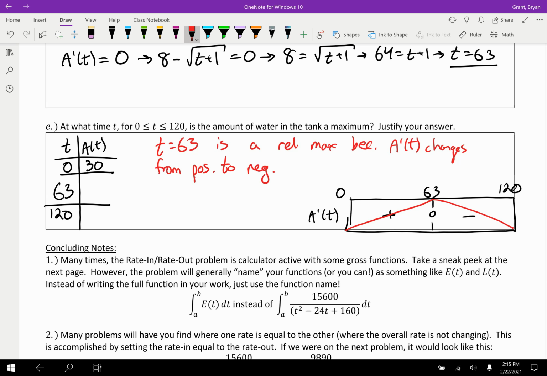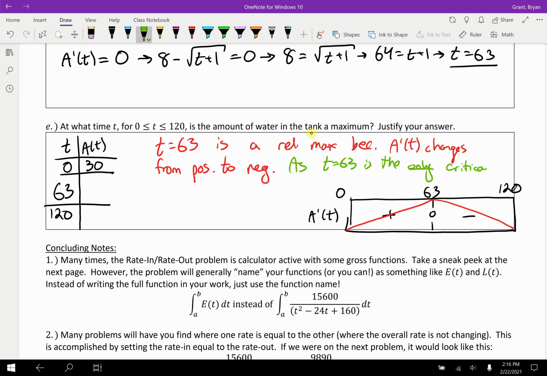Now, how do we convince them, though, that that relative max is the absolute max? Well, we've mentioned this once or twice before. This is called the lonely critical point theorem, which isn't really a theorem. It's kind of more just a little affectionate thing that a lot of the teachers will use. So if there is only one critical point, and that is the point that you're interested in, then we can do this one last sentence, and we can say, as t equals 63 is the only critical point.